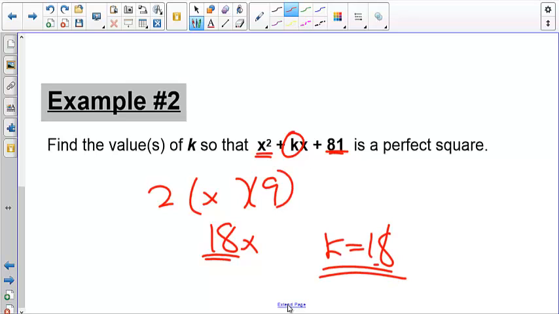That's one possibility. K could also technically be negative 18, because that could also be a minus, right? If k was a negative, we'd be adding a negative 18. So k could also be negative 18. An interesting concept nonetheless. Really, really quick lesson, I hope. Not much to go over. We'll talk about this more in detail in class tomorrow.